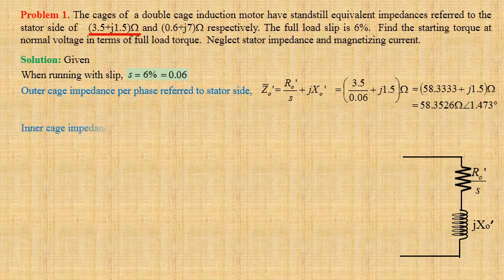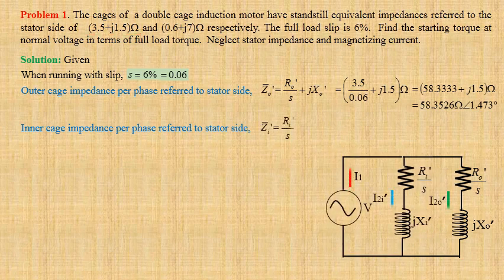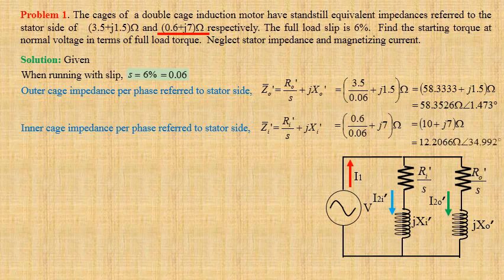Inner cage impedance per phase referred to stator side, Zi dash equals Ri dash by S plus jXi dash, that is equal to 0.6 by 0.06 plus j7 ohm. That gives us 10 plus j7 ohm. This may be written in polar form as 12.2066 ohm at an angle 34.992 degree.